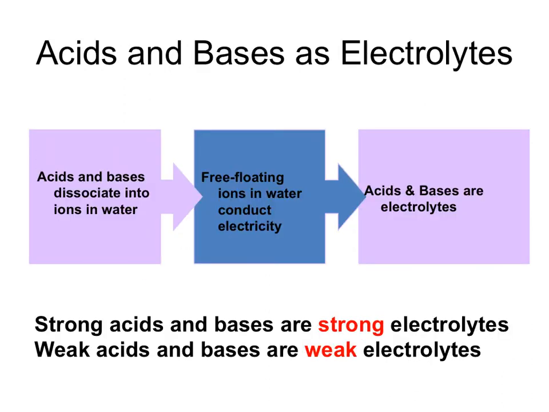Strong acids and bases are strong electrolytes. Lots of ions floating around, lots of electrical conductivity. Weak acids and bases are weak electrolytes. Very little ions floating around, very little electrical conductivity.